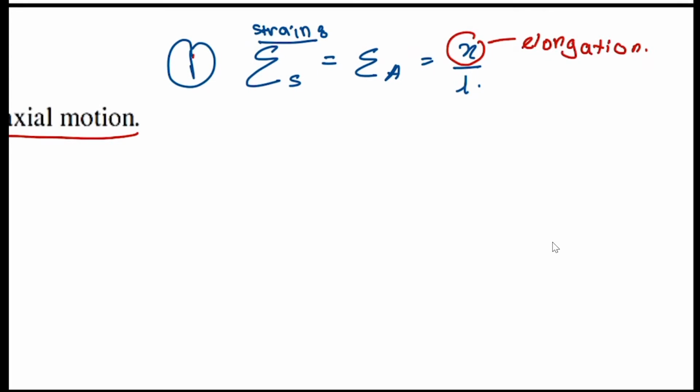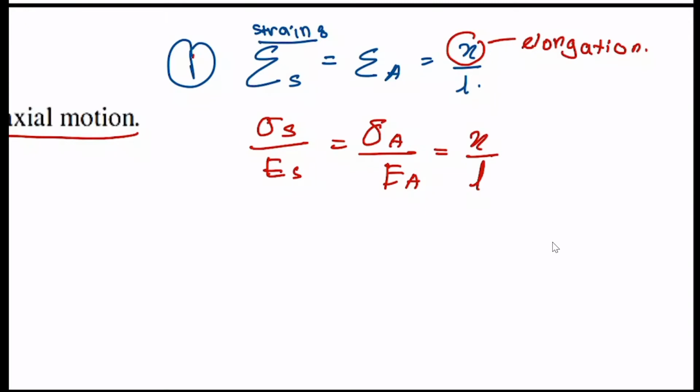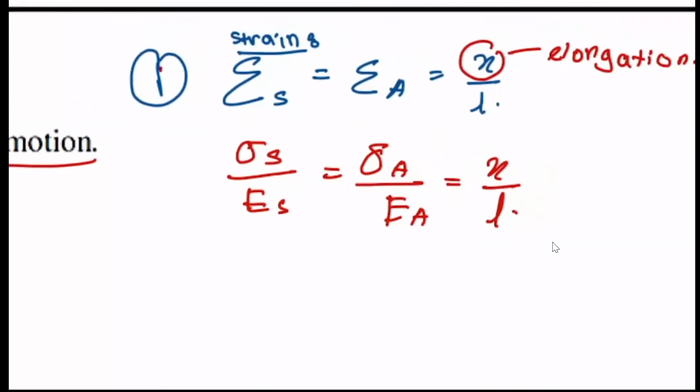So now I'm going to further expand the strain. The strain also has another formula. Strain equals stress divided by Young's modulus. I'm going to do the same for both steel and also aluminium. This is basically a basic derivation.